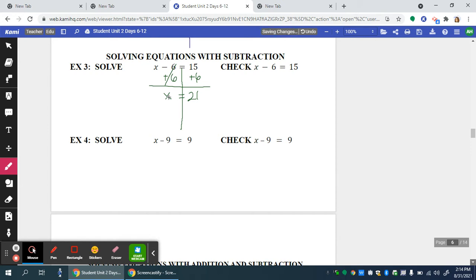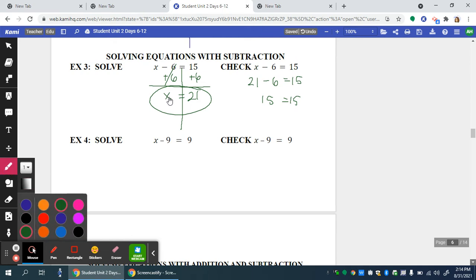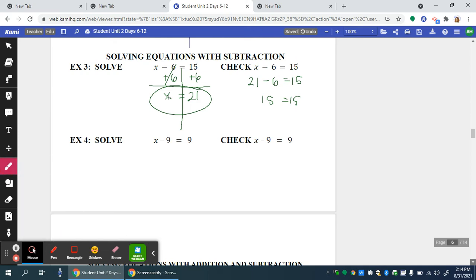Now, before we can be sure, we have to double check. So 21 minus 6 should equal 15. 21 minus 6, sure enough, does equal 15, and x does in fact equal 21. All right, we're on a roll. Let's do orange. Example 4, solve.